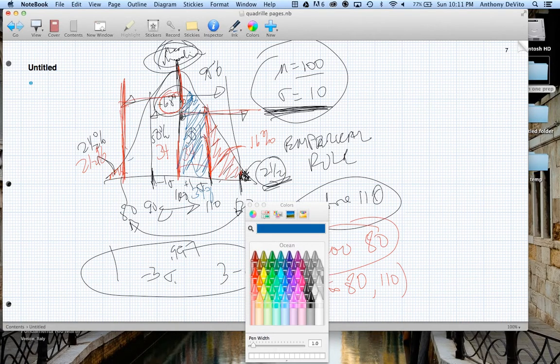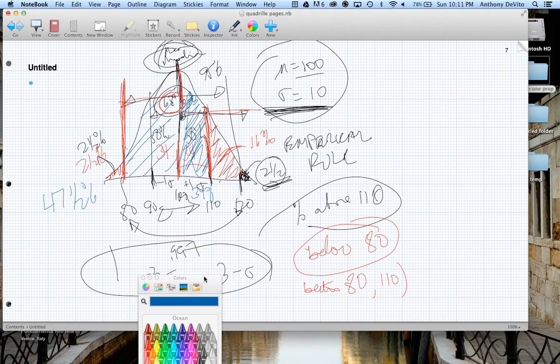And this area in here, well, that would be 50% less than 2.5%. So that would be 47.5%. So what area of this distribution is between 80 and 110? Well, it's 47.5% plus this 34%, so it's going to be 81.5%. So what have I done here?